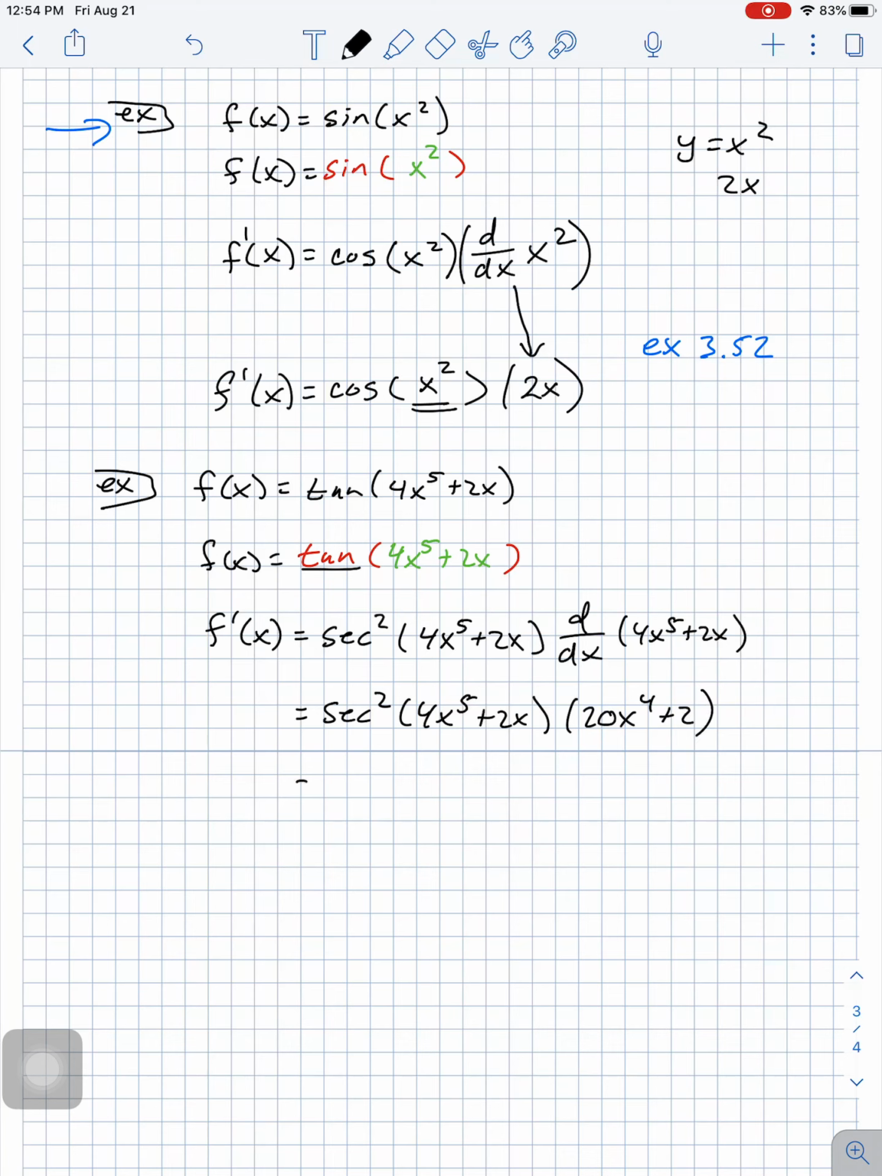Okay, and when we're dealing with trig functions, I really like it if this extra stuff is on the front, so we don't get confused that it's part of the secant. It's its own thing. Okay, and so this is our derivative right there. Okay, and with that example, you should pause and you should try example 3.53.